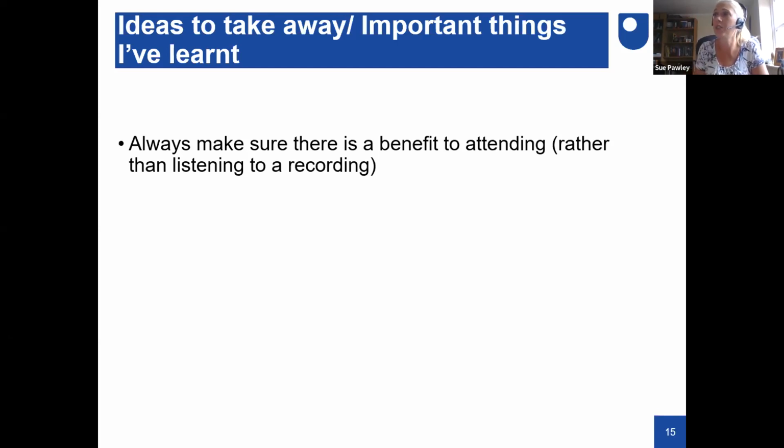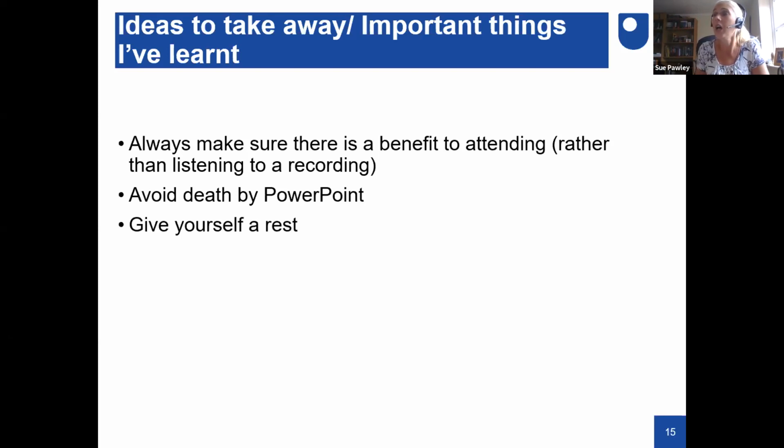And one thing you can do, if you're recording a whole session, is actually pause it at the points where you're going to get students to interact, so that the student watching the recording back doesn't get any dead space. I'm really trying to avoid death by PowerPoint, because students just turn off. One of the other things about getting students to interact is that it gives yourself a rest.